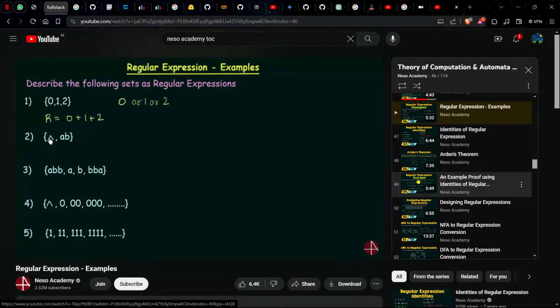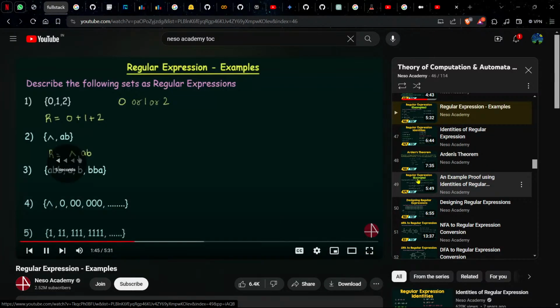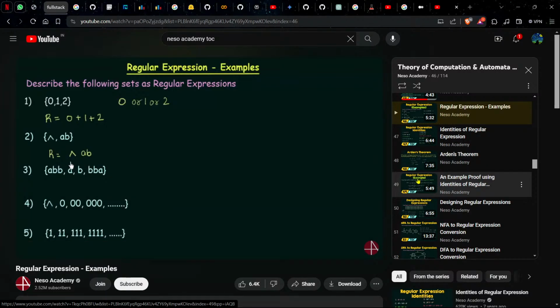So let's come to the second one. Here we see the empty symbol and AB. These are the only symbols present in this set. So this will be denoted like this: R equal to the empty symbol and AB. Here, when we had more than one element, we used the plus symbol to denote or. But when you only have one symbol and the empty symbol along with it, you don't have to use the plus symbol, you can just write the empty symbol and AB. So these are the only things that will be accepted or present in this set, and this is the regular expression used to describe it.